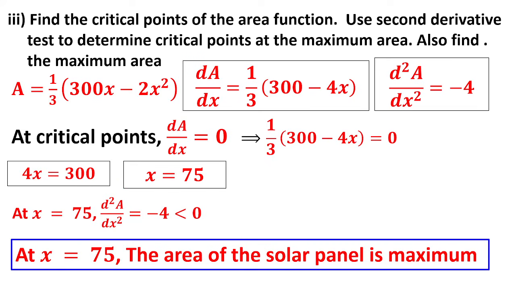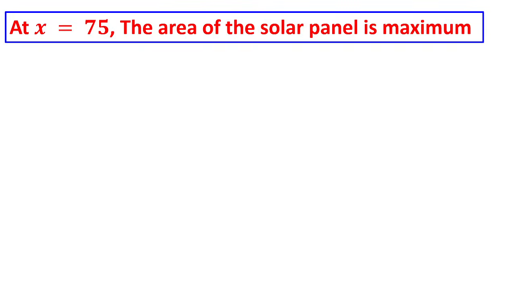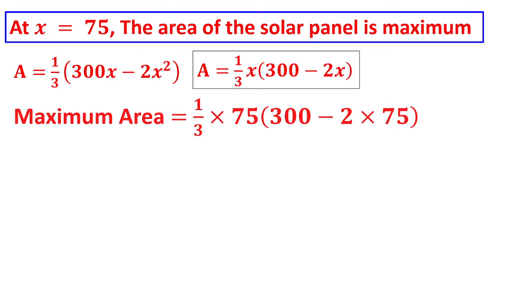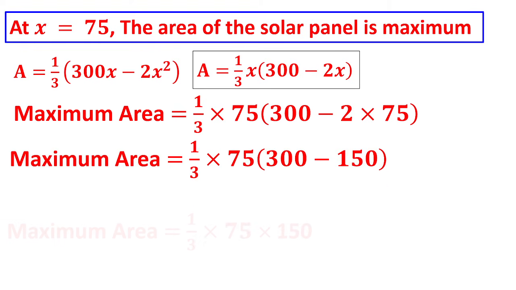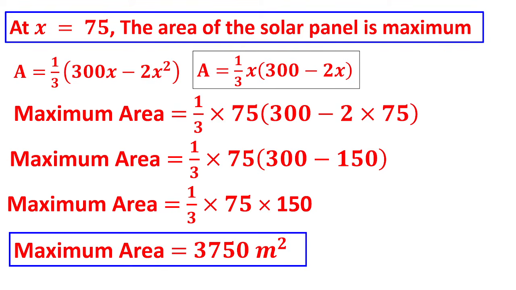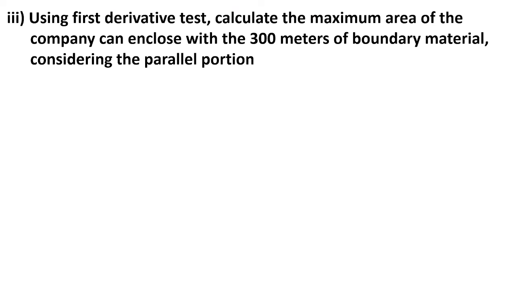The area of the solar panel is maximum when x is equal to 75. But they want the maximum area. Therefore, put x is equal to 75 in the area. There are two area formulae, but you select the formula which will give you the calculation quickly. It is 3750 meters square by normal calculations.